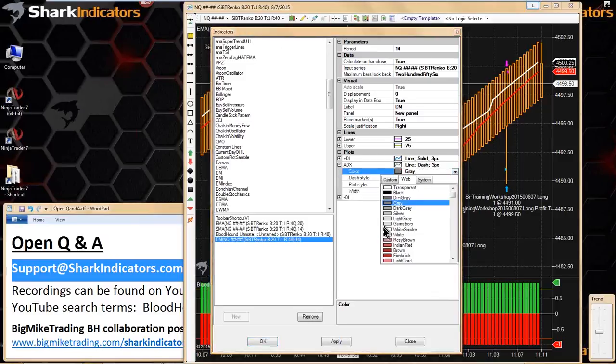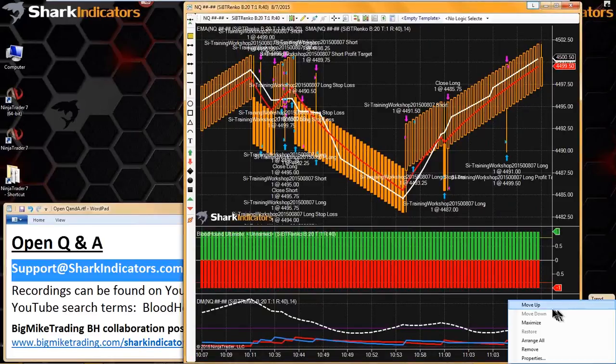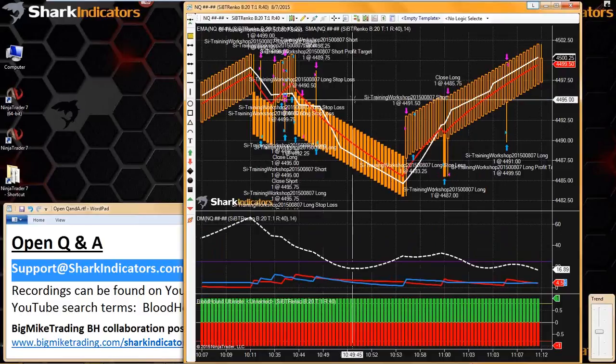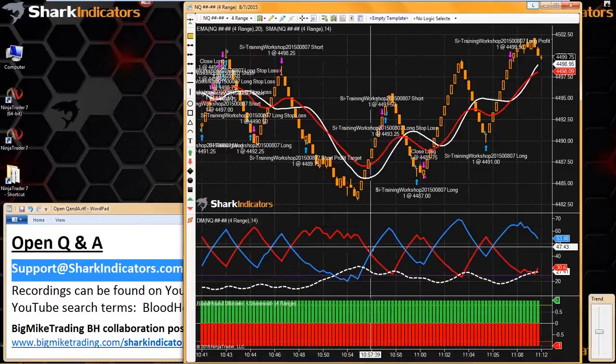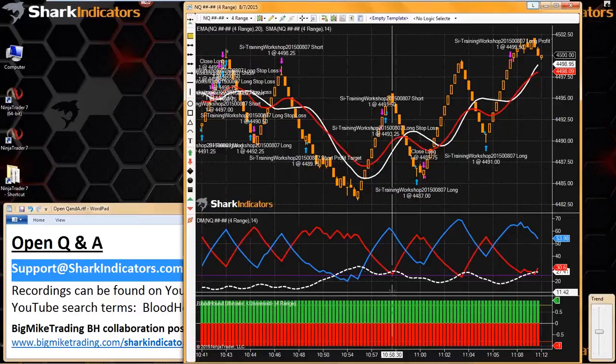So let's see. I'm going to take my ADX and I'll make it white. And so yeah, we get some weird results on a Renko bar. This indicator was probably originally built for minute bars. So let's run the NQ. How about if I make a 4-range chart? And there we go. So there's more of a standard look for the DM indicator.